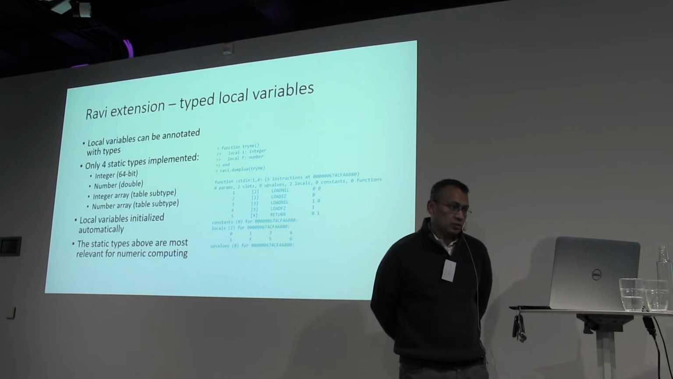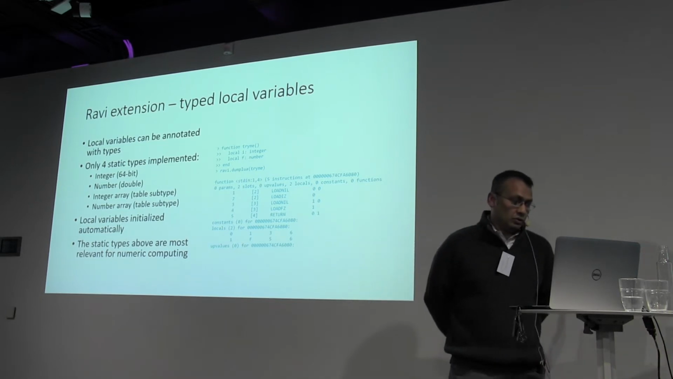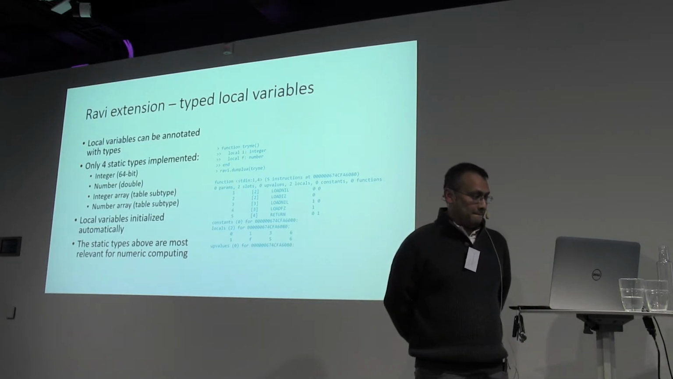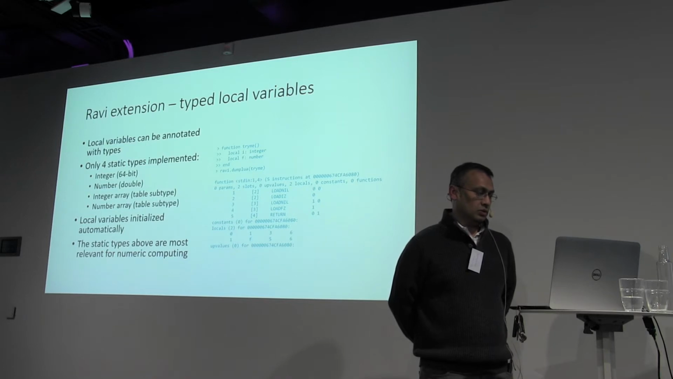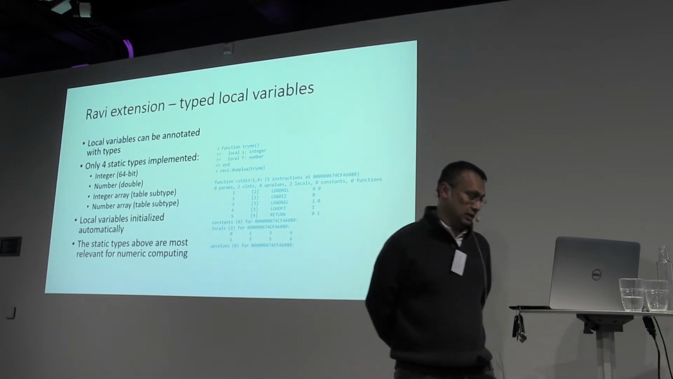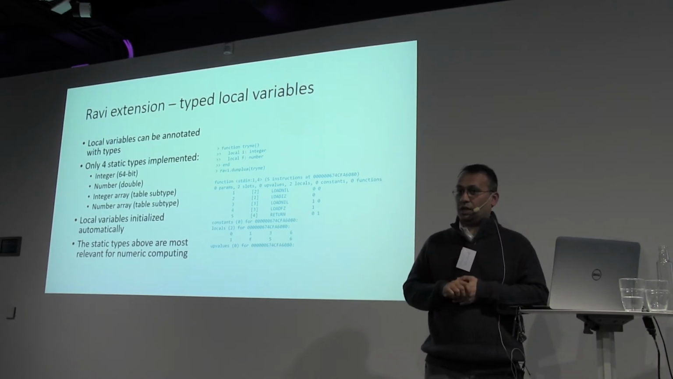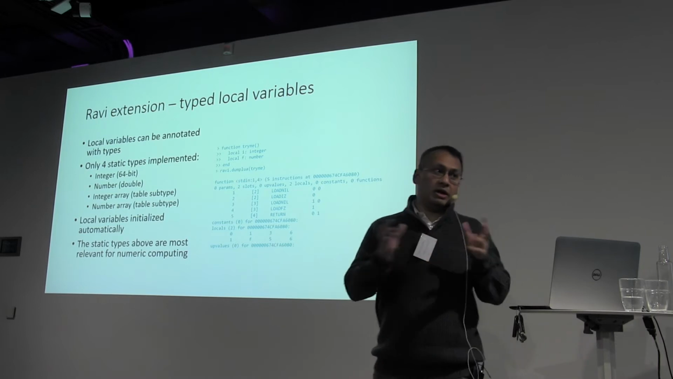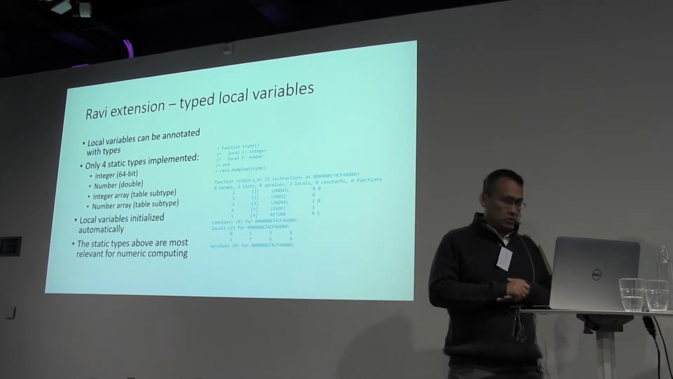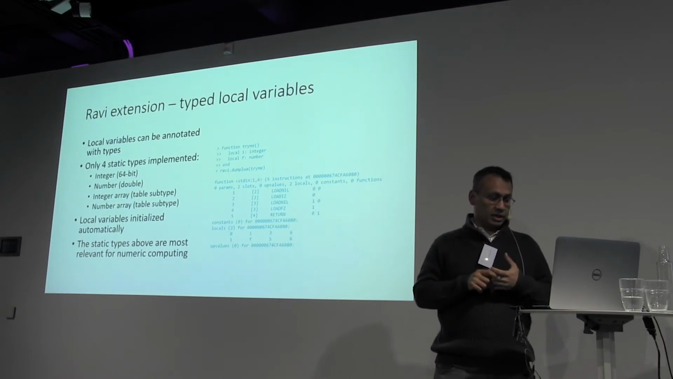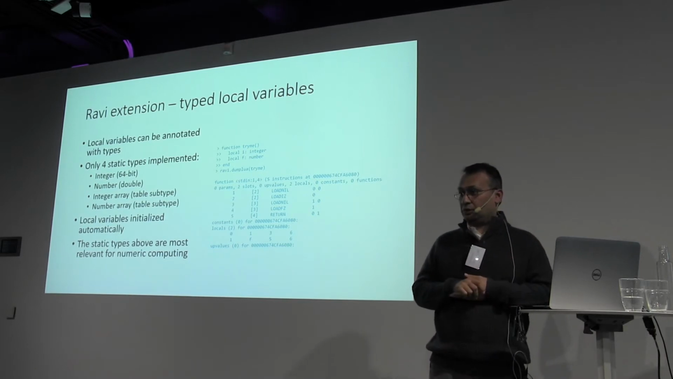Right, so how does it work? You can provide some type annotations for local variables. At the moment, I've only implemented four types, because these are the most important ones for my use case. So I was doing this to solve a problem, right? It wasn't a project for the sake of defining a new language. It was trying to solve a particular problem, and that problem was in the domain of numeric computing. So therefore, the most important types I needed were integers, doubles, integer arrays, maybe not so much, but definitely double arrays.